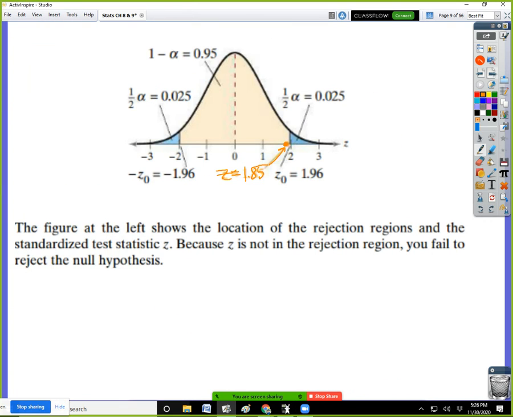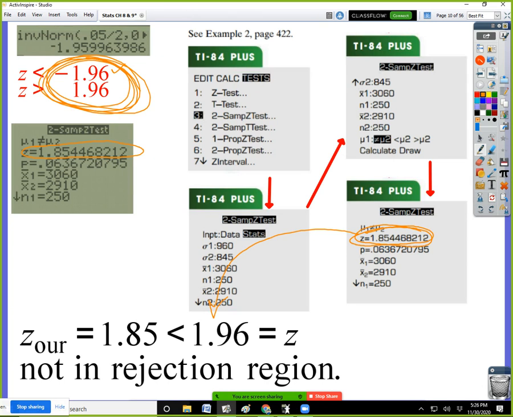If your stuff in the calculator doesn't show up exactly perfect, say your thing right here gave you 1.86 or something like that, something close. That's not going to cause you to reject or accept. You know what I mean? It could be off a little bit. It's still not going to make a whole lot of difference.